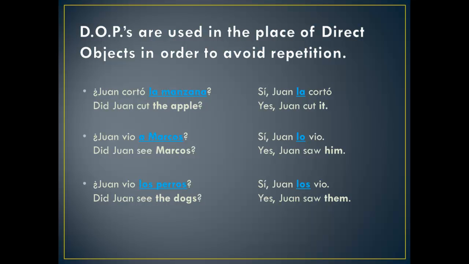A lot of times we use direct object pronouns to avoid repetition. Did Juan cut the apple? Yes, Juan cut it. We're not going to say, yes, Juan cut the apple. Did you cut the apple? Yes, I cut the apple. What did you do with the apple? I cut the apple. It gets very repetitive, so we use them all the time when we talk. And if you think about how you speak just in English, you use direct object pronouns all the time.